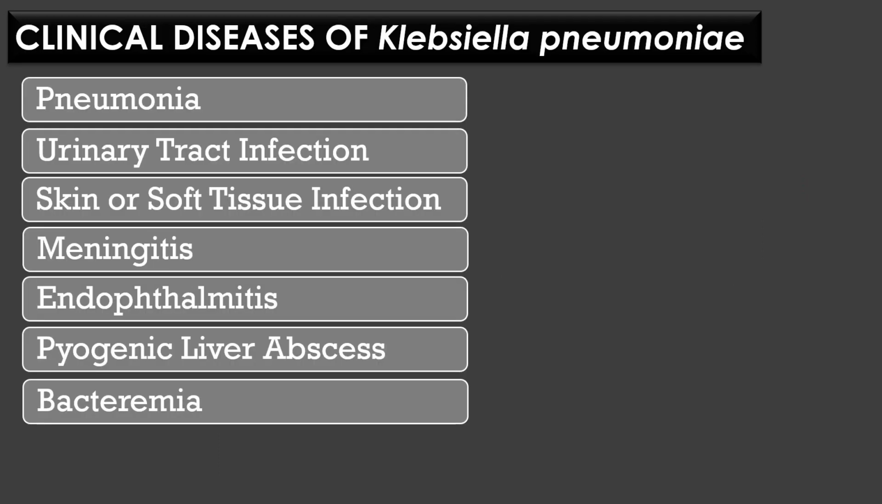And next, clinical diseases of Klebsiella pneumoniae. Klebsiella pneumoniae results in 7 clinical diseases. They are pneumonia, urinary tract infection, skin or soft tissue infection, meningitis, endophthalmitis, pyogenic liver abscess, and bacteremia.